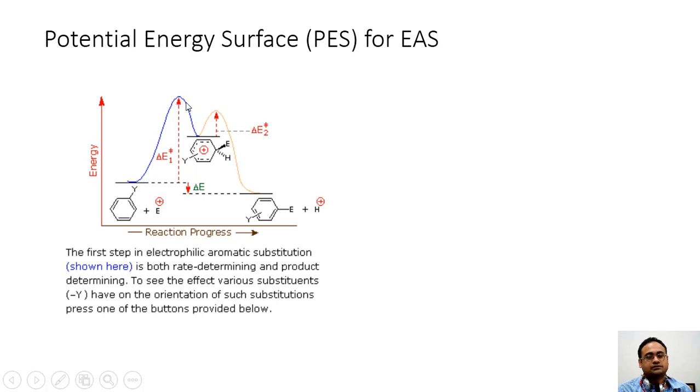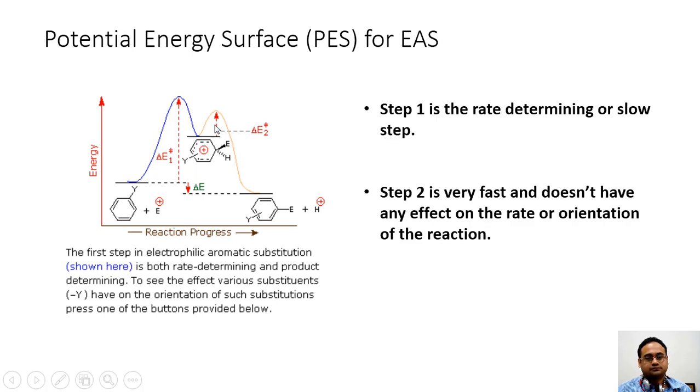You will find that the first step requires a large amount of energy, whereas the second step, that is the breaking of the carbon hydrogen bond, requires only a considerably small amount of energy to get initiated. Therefore, it is step 1 that is the rate determining or slow step, and step 2, which is the carbon hydrogen bond dissociation, is very fast and doesn't have any effect on the rate or orientation of the reaction.